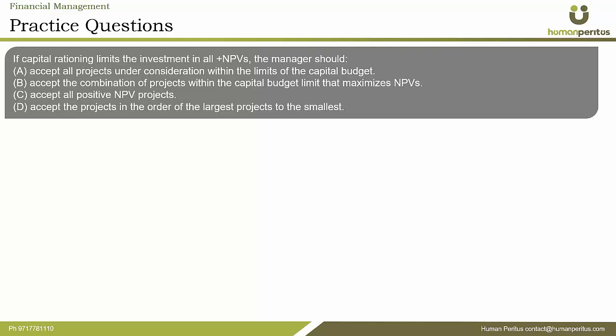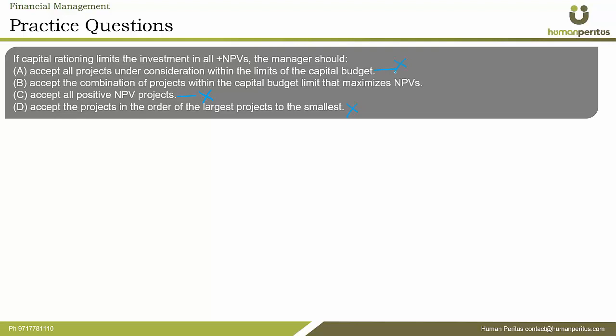Accept all positive NPV projects? No. Why? Because it's capital rationing. You can't accept, there is a limit, right? Accept the projects in order of largest to smallest, of course not. Accept all projects under consideration within limits of capital budgeting? No. Not all the projects.